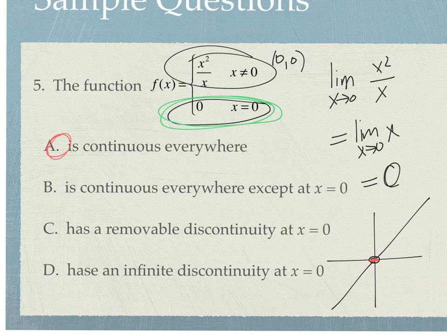Did anyone get that? Now, one of the problems with picking C is that B and C would both be true if you thought that. Actually B, C, and D would all be true. If C is true, B is also true. That's what you'd have to realize. Because if we're saying it has a removable discontinuity, that would mean that it's continuous everywhere except there. And if it had an infinite discontinuity, it would be continuous everywhere except there. So you can't pick C or D.